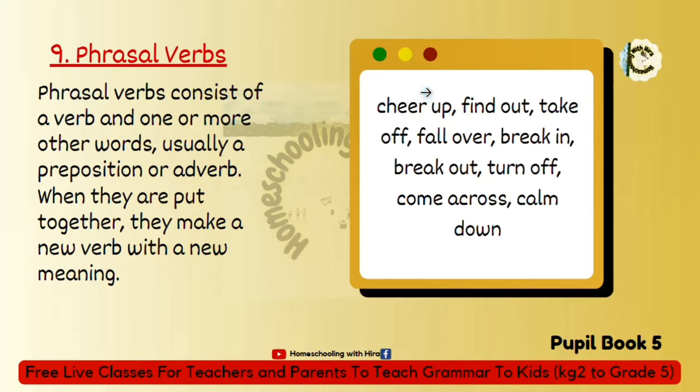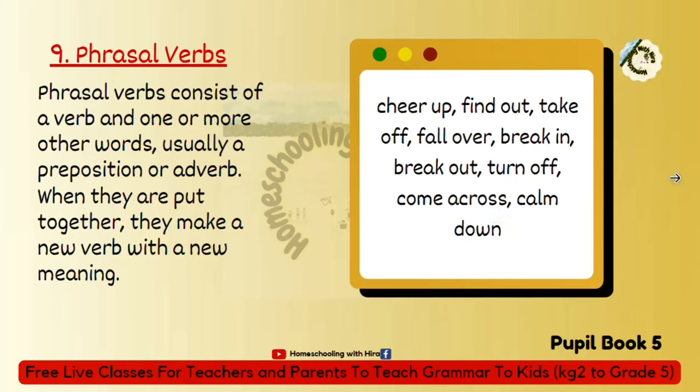For example, cheer up, find out, take off, fall over, break in, break out, turn off, come across, calm down. If you see these examples, you will find a verb and then a preposition or an adverb after them. For example, calm and down. Down is a preposition, calm is a verb. Come is a verb. Across, it's a preposition, right?